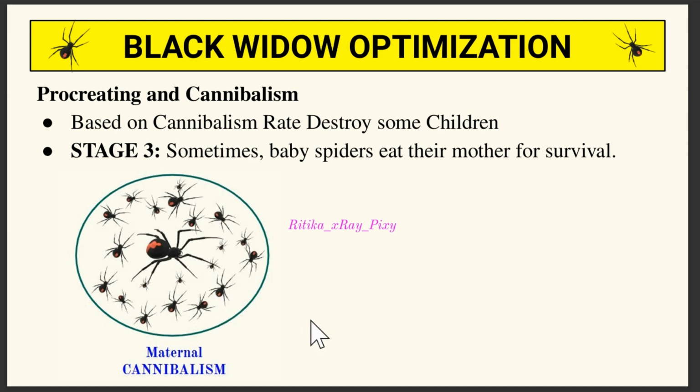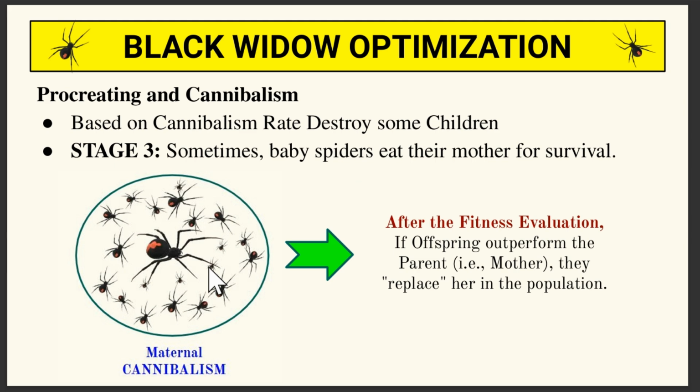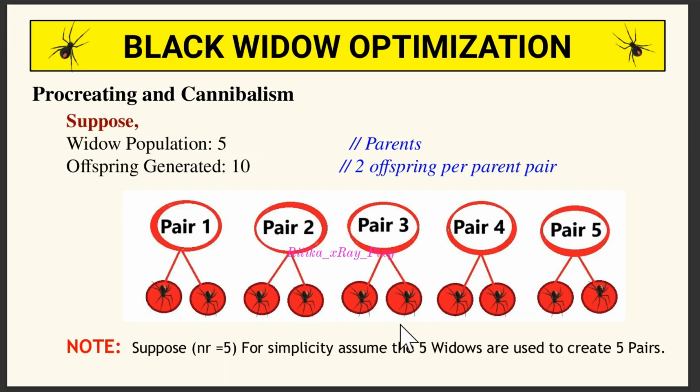In the third stage, we have maternal cannibalism. As we discussed earlier, in real life sometimes baby spiders eat their mother for their survival. In this algorithm, we will check the fitness score. After fitness evaluation, if the offspring outperforms the parent, like the mother, then we will replace the mother with the offspring in the current population. This is done to ensure that the population keeps improving over generations. Offspring with better fitness values replace the weaker parents.